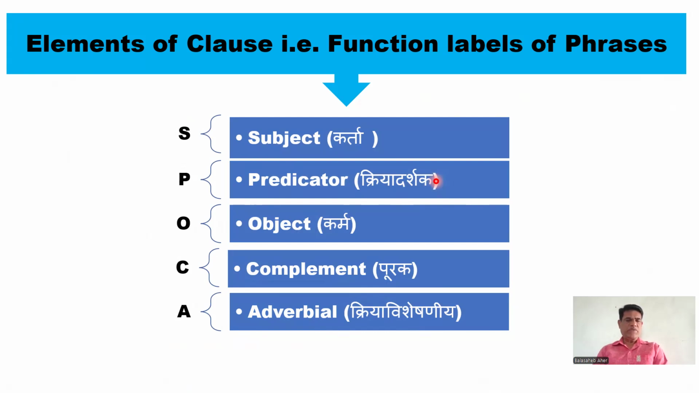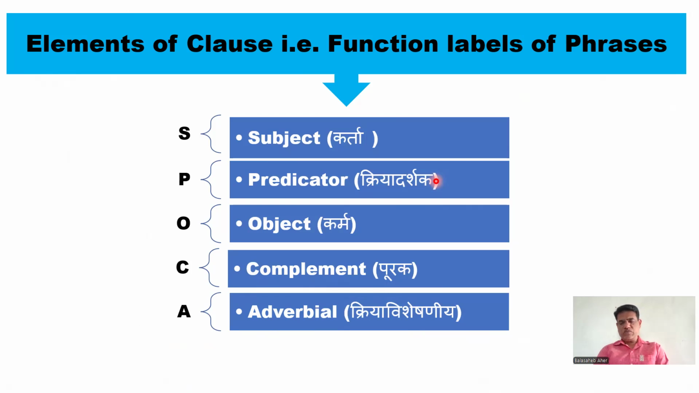stands for adverbial. As you know, the subject is always the doer of the action that is there in the sentence, in the clause. A predicator is always a verb phrase, and object is a sufferer of an action. Then complement is a unit which we need to complete the sense of a sentence. And adverbial tells about the why, how, where, when the action has taken place. So these are the five function labels that we are going to use while analyzing the clause.